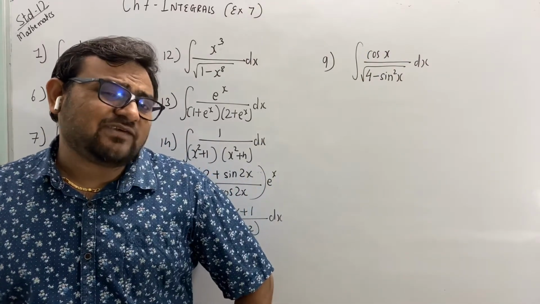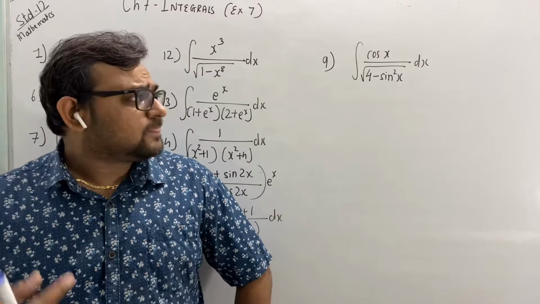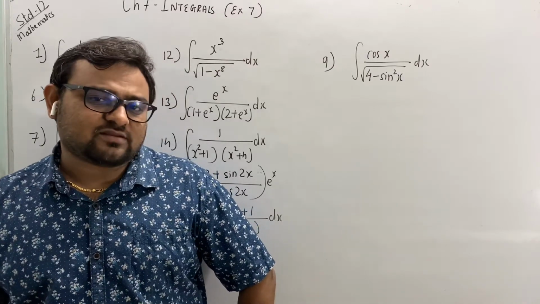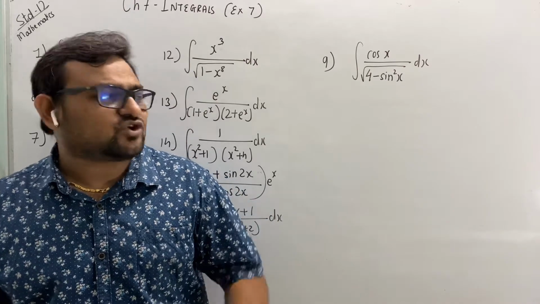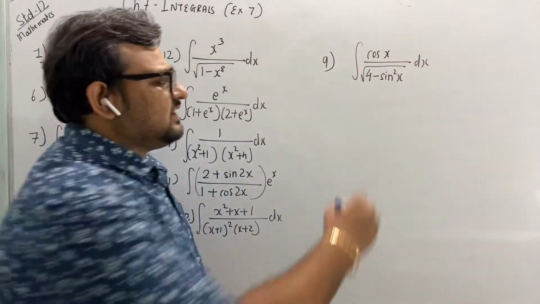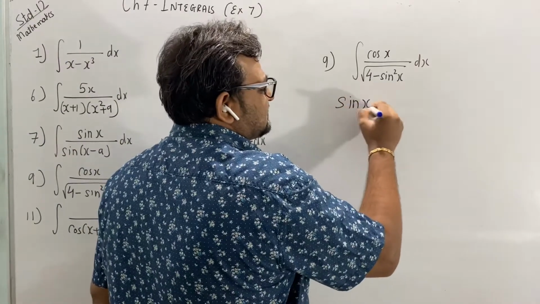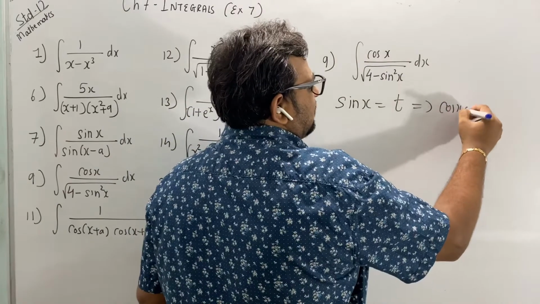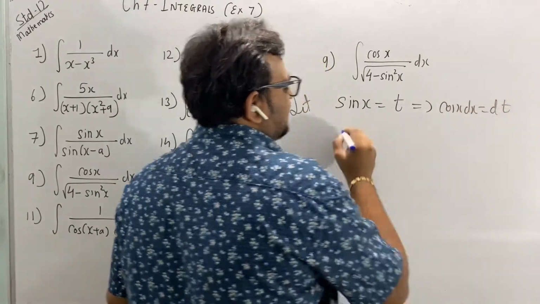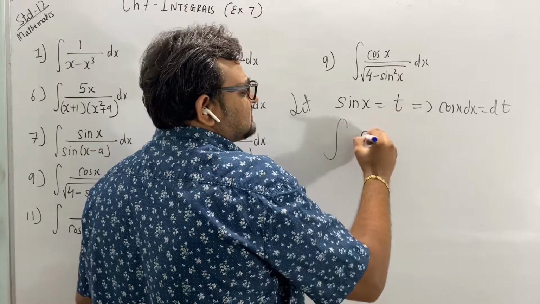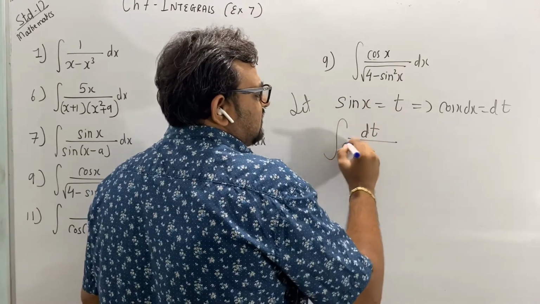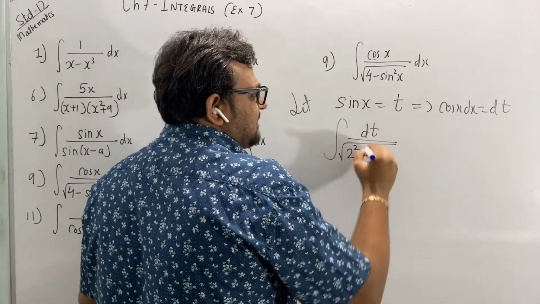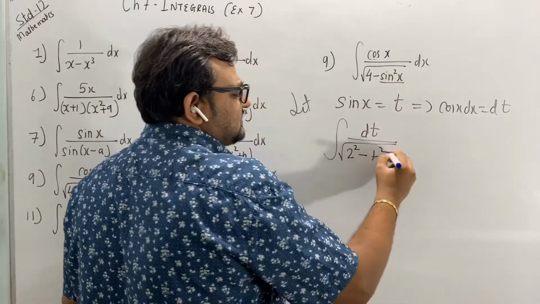Now just imagine, if I assume sine x as t, what will happen? The derivative of sine x is cos x, so I will get the numerator. See, you have to assume sine x equal to t. That will be cos x dx equal to dt. So this will be cos x dx upon square root of 4, so 2 square minus t square.